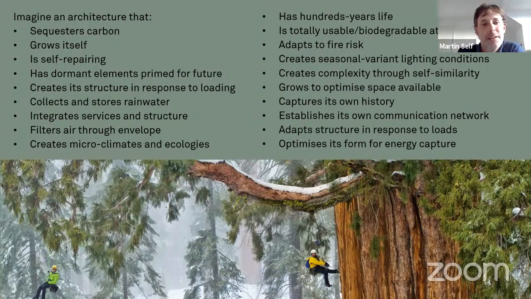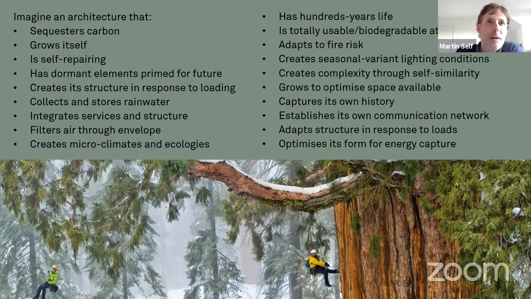The fact that the tree adapts to its loading condition and its structure, optimizes its own form to capture energy, builds its own communication systems, as we're only really just starting to discover. It has a life of hundreds of years, and really it boils down to it's an autonomous 3D printer of structural material that we can use. Not only is it that, it's a 3D printer that's making material out of atmospheric carbon predominantly.